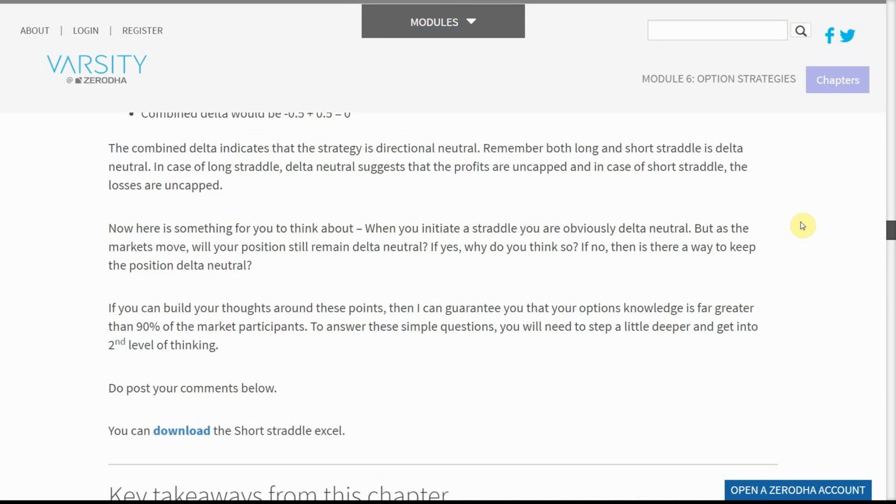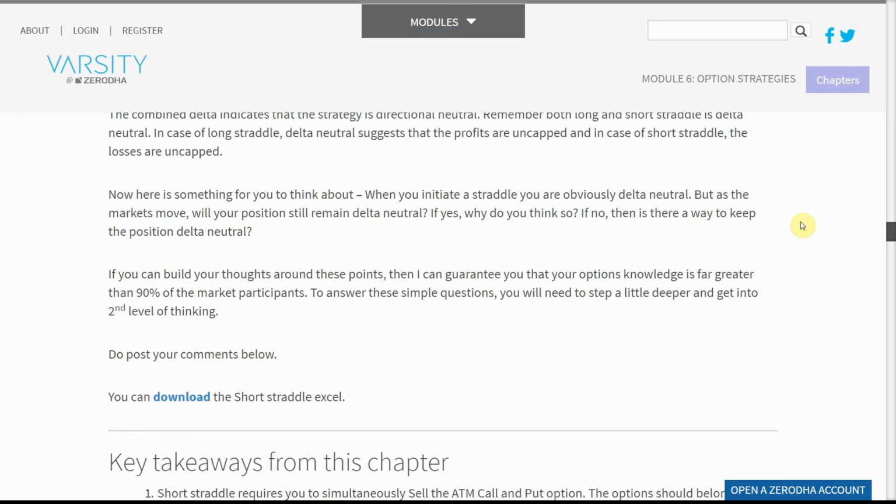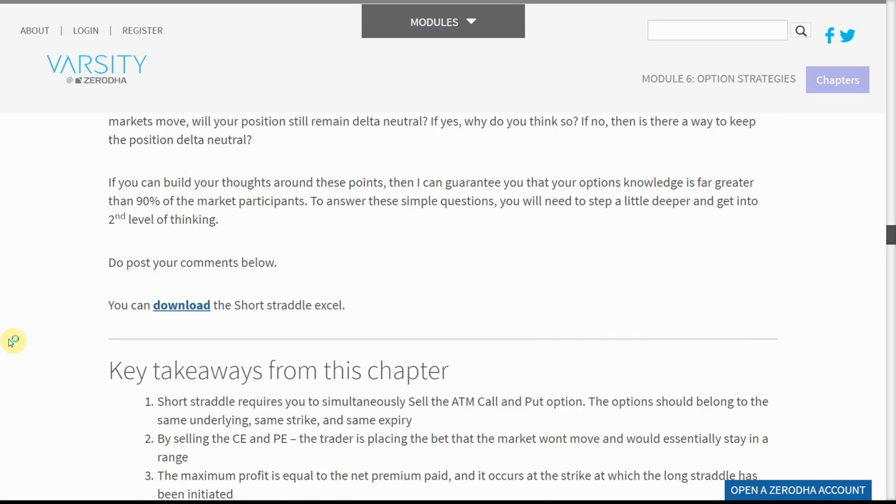If you can build your thoughts around these points, then I can guarantee you that your options knowledge is far greater than 90% of the market participants. To answer these simple questions, you will need to step a little deeper and get into second level of thinking. Do post your comments below. You can download the Short Straddle Excel.